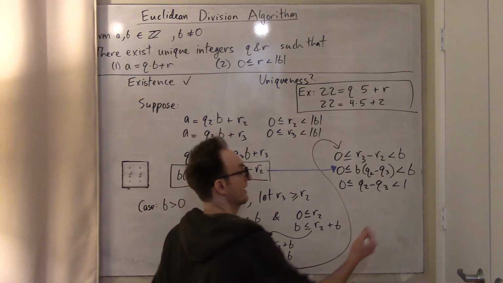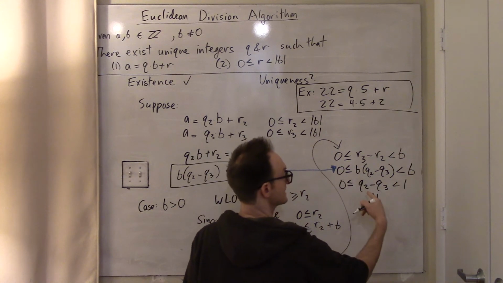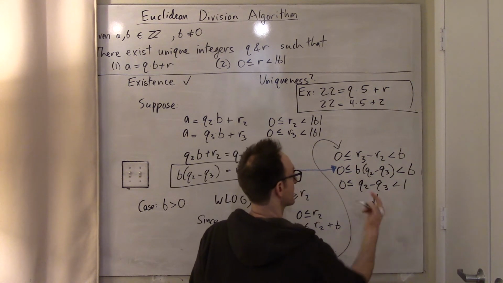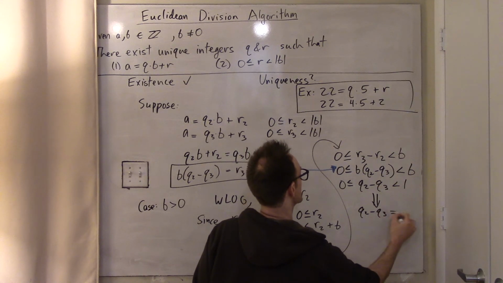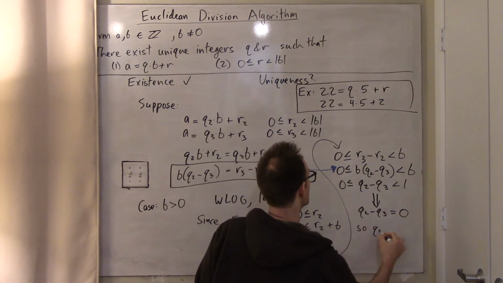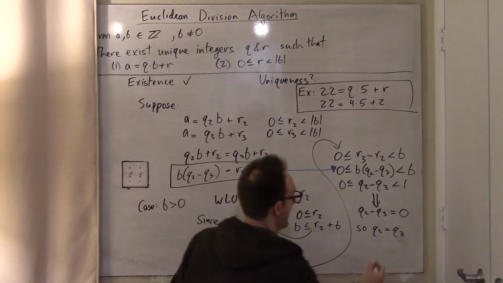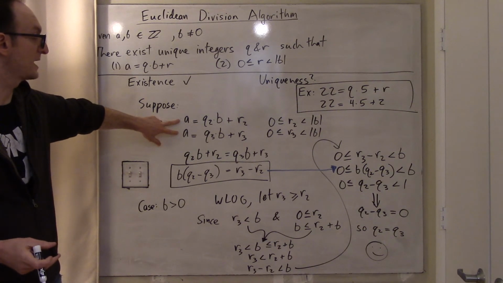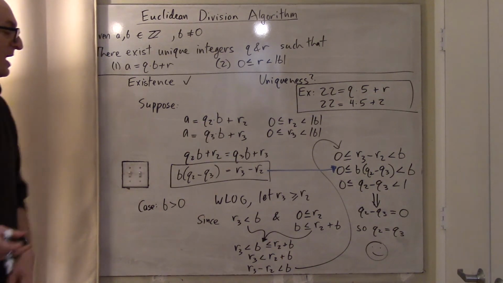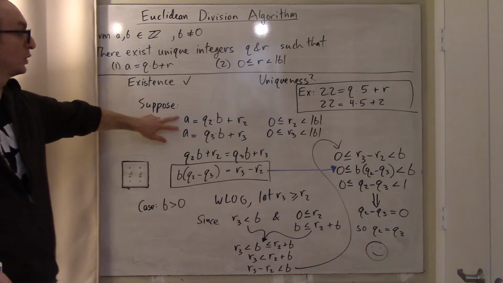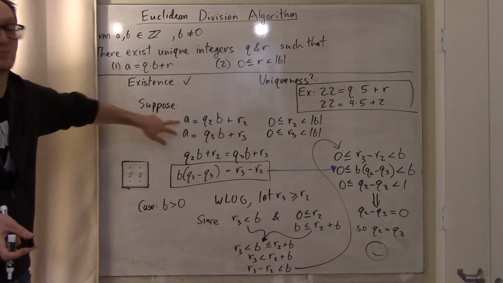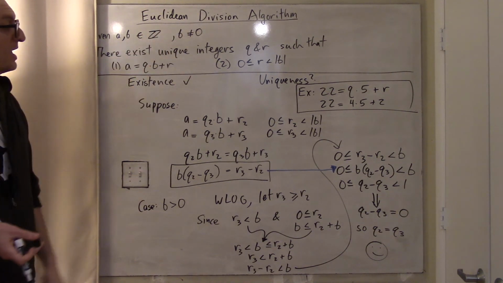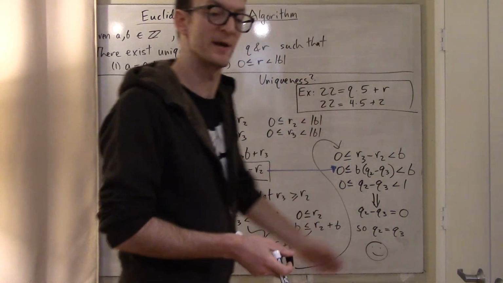In fact, the conclusion that we can draw from this is that since nothing is between 0 and 1, no integers are, actually Q2 minus Q3 just must be 0. And so Q2 is Q3. And that's it, because if Q2 and Q3 are equal, then of course that makes R2 and R3 equal also. And so starting with the idea that there were two ways to do this, satisfying the theorem, we've shown that in fact there's really just one way.